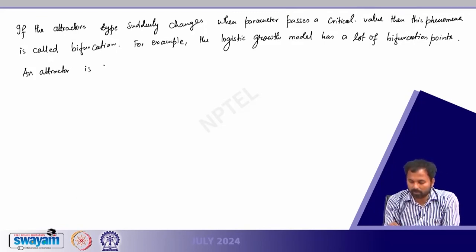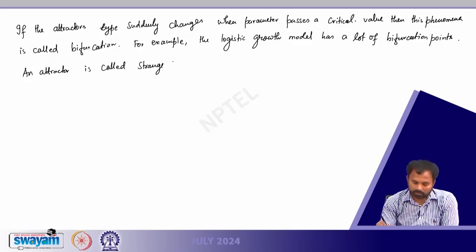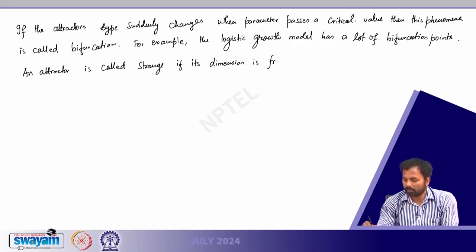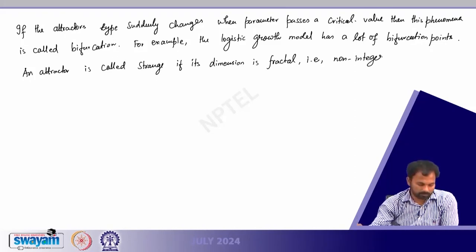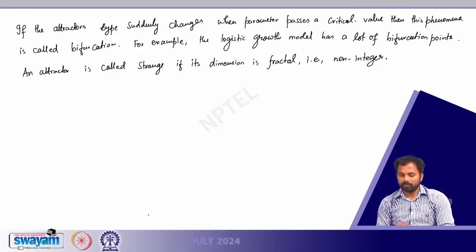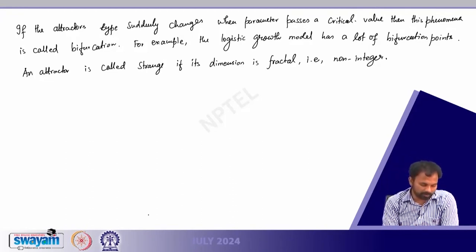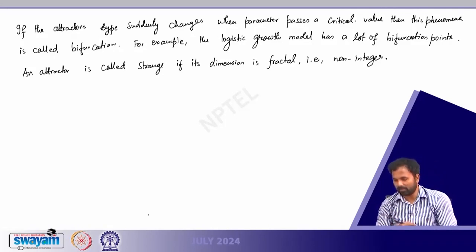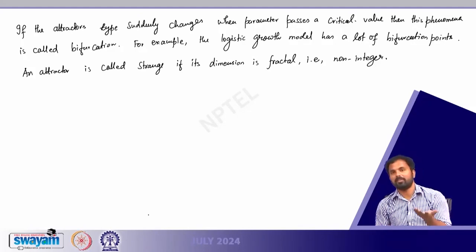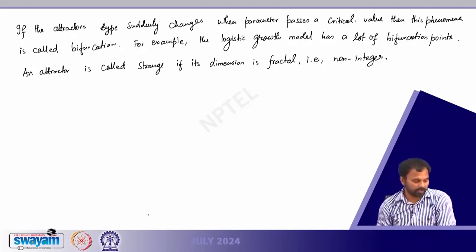And moreover, an attractor is called strange if its dimension is fractal. That means it is non-integer, right? So this is what we mean by the strange attractor or fractal attractor. In a way, that means its dimension is basically a non-integer, so it could be a fraction.